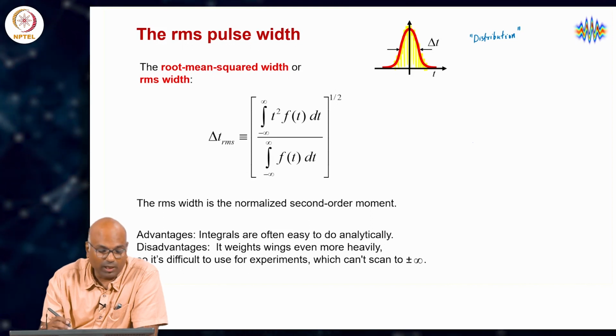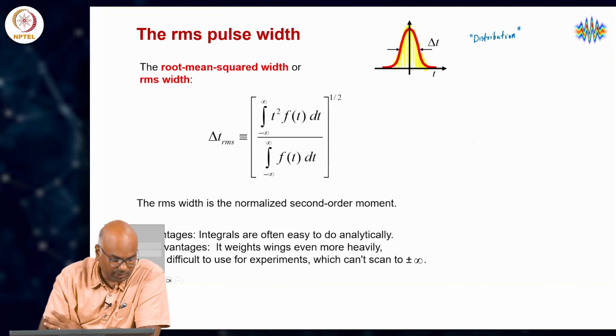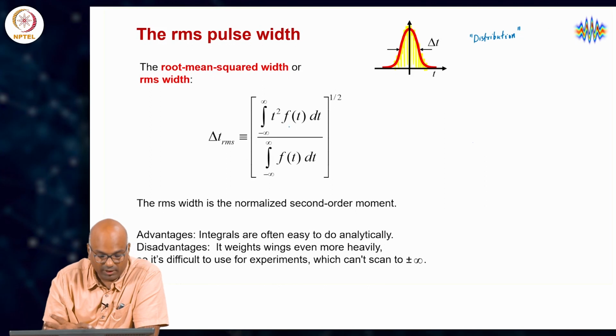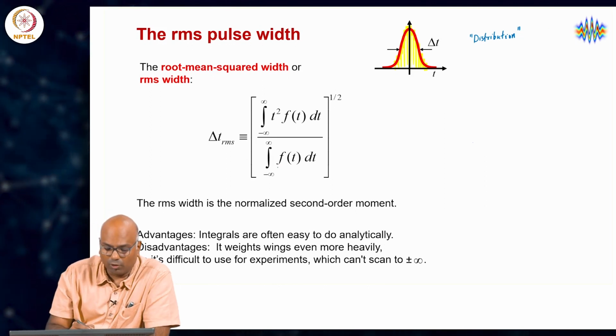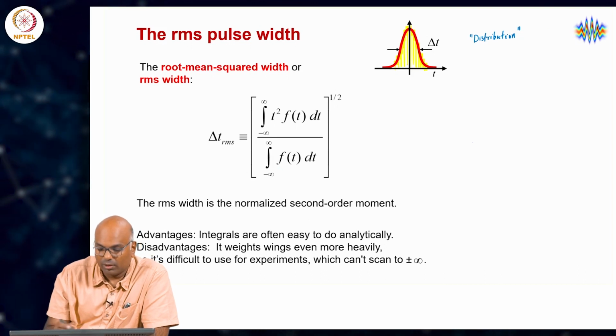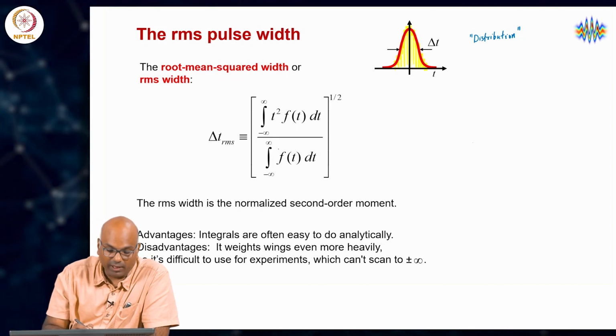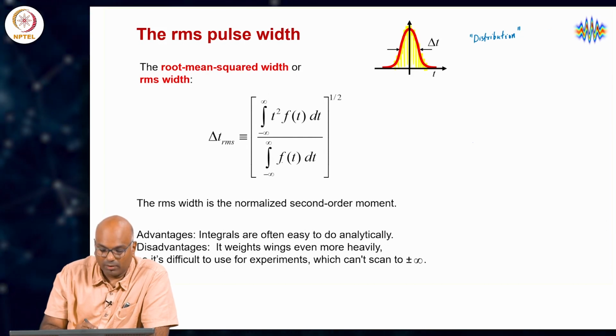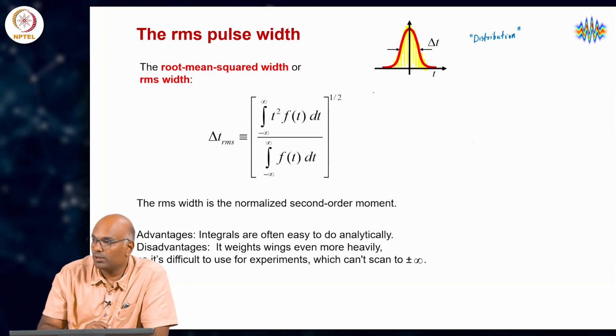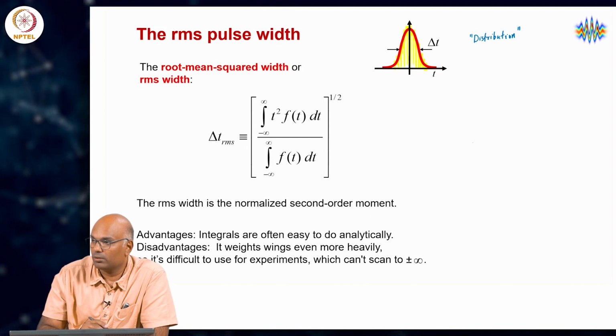Okay. So, the RMS width of a pulse is per definition the second moment of the pulse normalized again to the, what is f? F is the amplitude. So, normalized to the area under the curve for this pulse. Okay.